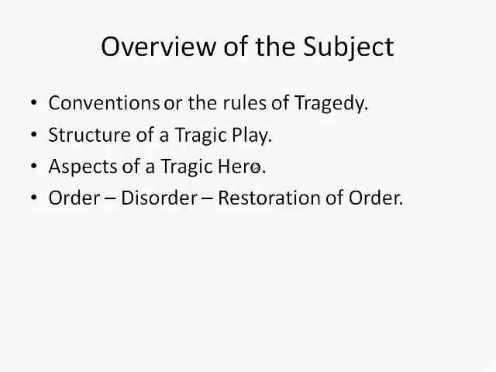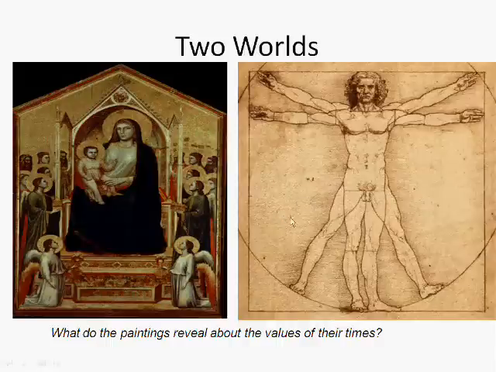Okay, so I'll be talking about the conventions or rules of tragedy, how they're structured, and how they follow a similar structural pattern in all of Shakespeare's plays and plays of this period. I'll be looking at aspects of a tragic hero and at how the plays have a cyclical structure of going from order to disorder, and then coming back to a restoration of order or new order at the end. Okay, let's move on.